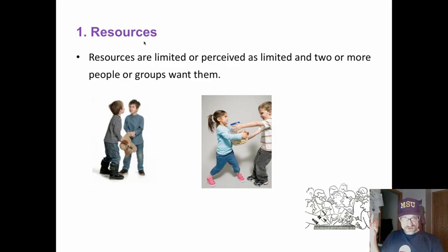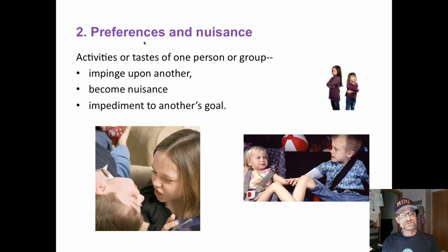Number 1, when resources are limited or perceived as limited between two groups of people, it causes conflict. Number 2, the activities or tastes of one group, what they are doing, impinge upon another. It becomes a nuisance, or it becomes an impediment to something they want to do, a goal.